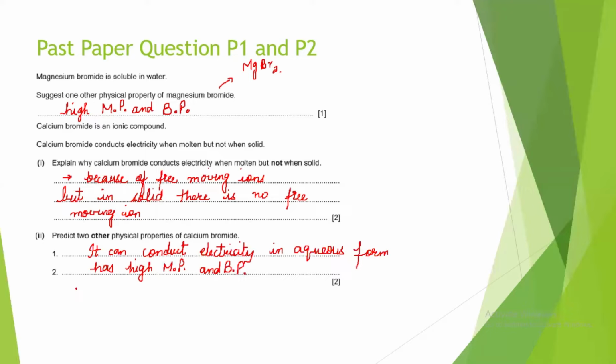And we can also say that most ionic compounds, including this calcium bromide, are soluble in water. They are soluble in water. So these are the properties that you need to memorize. So let's move further.